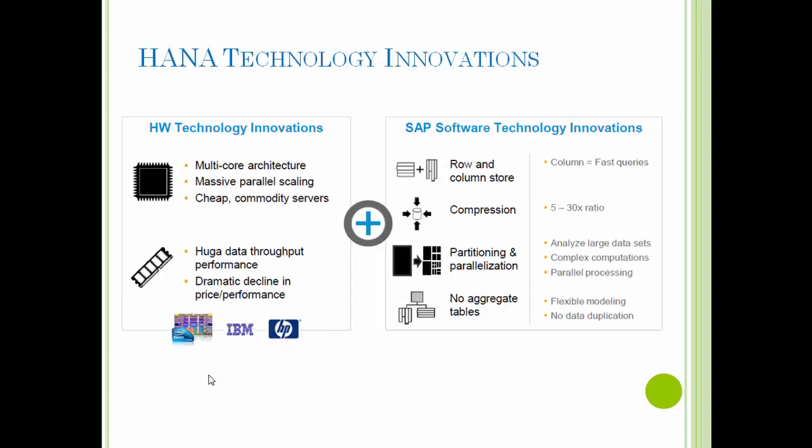Okay, now let's study the innovations the HANA technology has in it. They are classified into hardware technology innovations and software technology innovations. Under hardware technology innovations, you know that today's computer architectures have changed a lot. With multi-core processors, we have huge parallel processing possible with fast communication between processor cores.